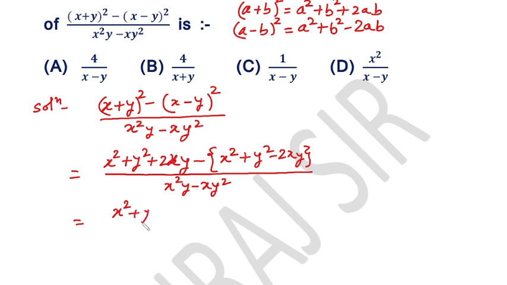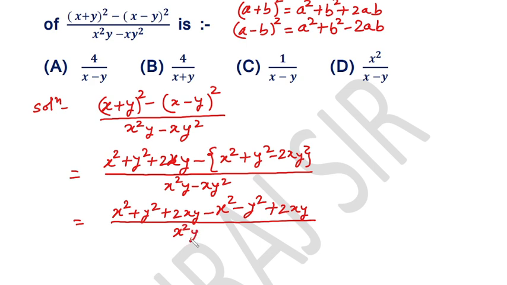Is equal to x square plus y square plus 2xy minus, remove this bracket, then we will get x square minus y square plus 2xy over x square y minus xy square. See one thing here, since minus sign is before this bracket, we have changed the signs of all the signs within the bracket. Then this plus becomes minus, this minus becomes plus.